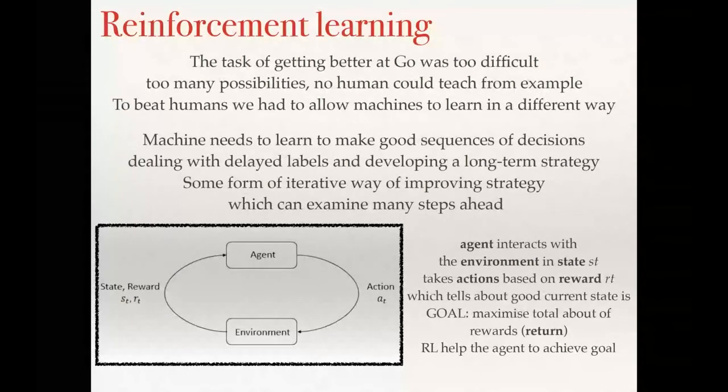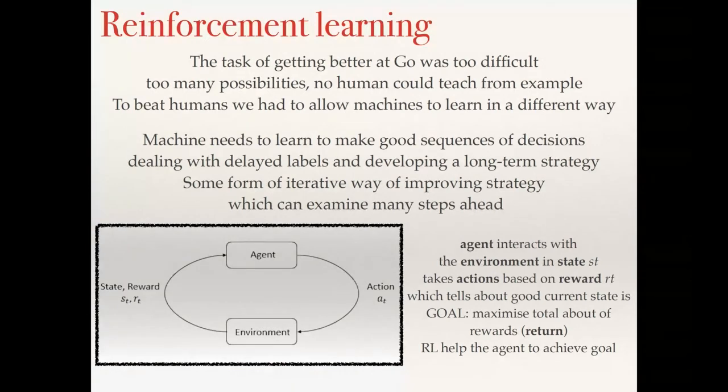So we also need to reassess as the game is changing, because as you decide to make a step, your opponent is going to make a step as well, and then you need to reassess because your environment is changing, so you make another step and so on. So it needs to be some form of iterative way of improving your strategy, which can also examine, or at least scout, the possibilities of some possible new steps ahead.